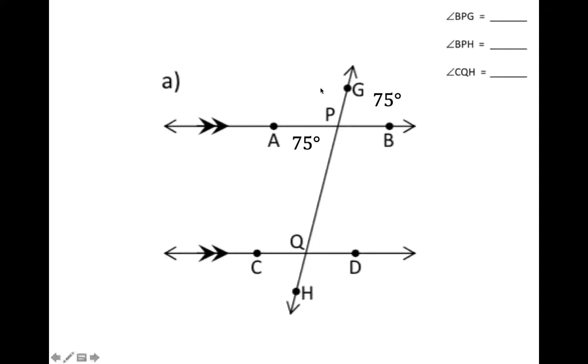The next one they asked me to find is BPH. So this one right in the corner. If I look at it, it is right beside these two. It's supplementary, so it's going to be 105. And the reason I would give is that supplementary angles add to 180. The last one they want is CQH, the one down in the bottom corner, which happens to correspond to the one that we see up above. And so we know that it will be 75 degrees, and the reason is that corresponding angles are equal.